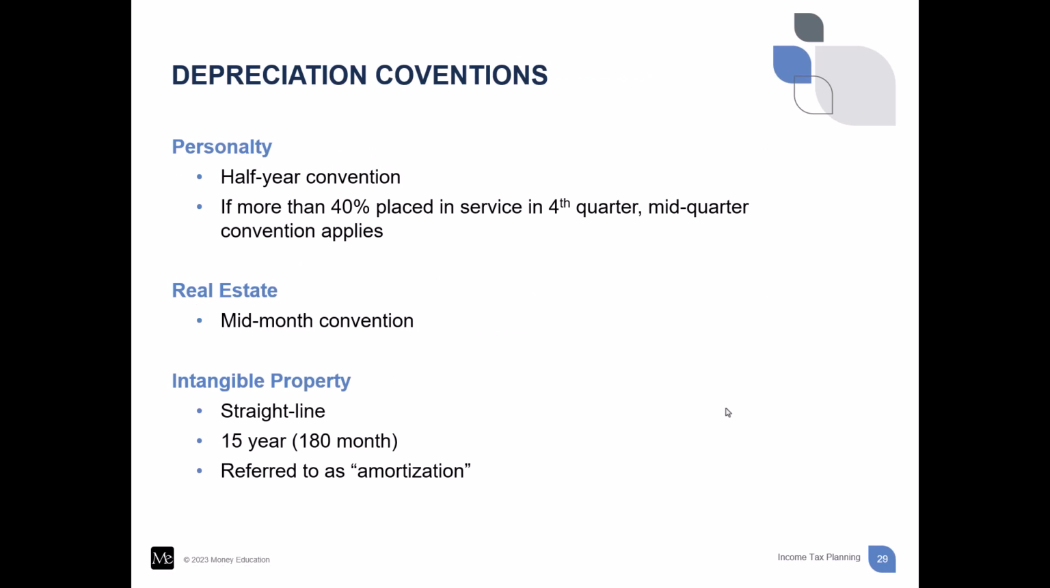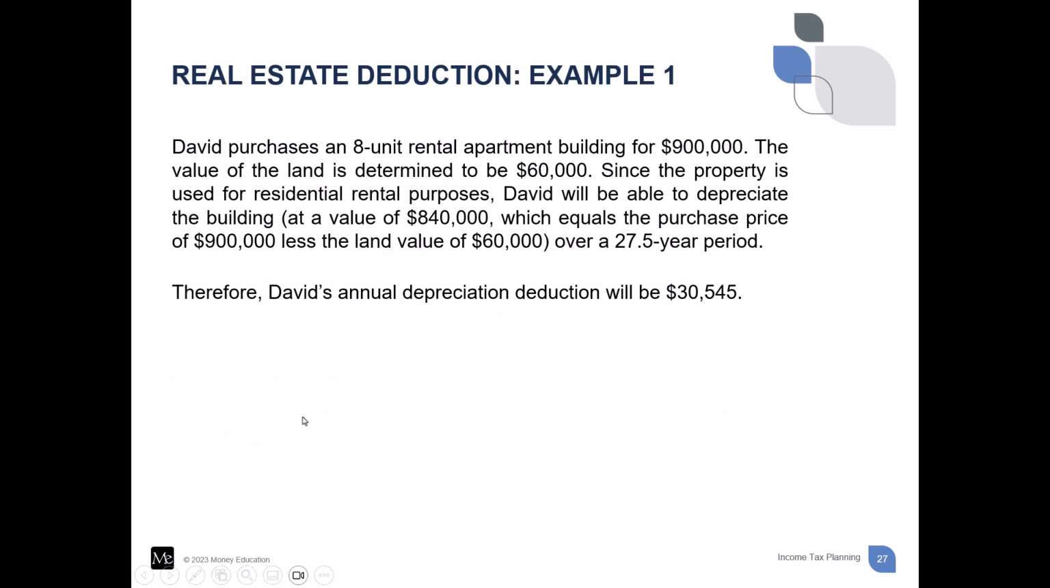The depreciation convention. So you could have half-year convention, but if more than 40% of your assets is placed in service in the fourth quarter, you must use mid-quarter convention, which gives you less depreciation in the year. Real estate uses mid-month, so you must note the month that you put the property into service. Intangible property is straight line over 15 years and referred to as amortization, like startup expenses.